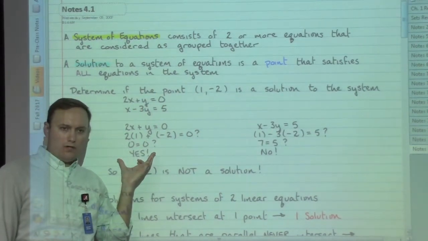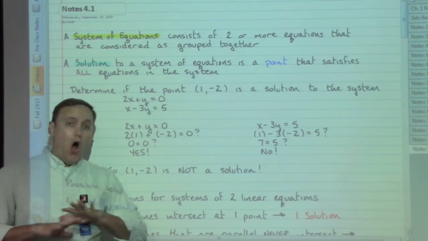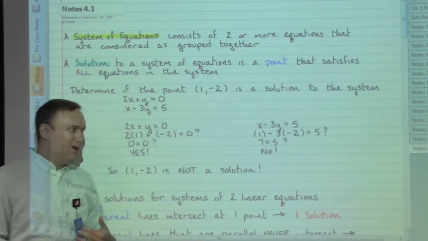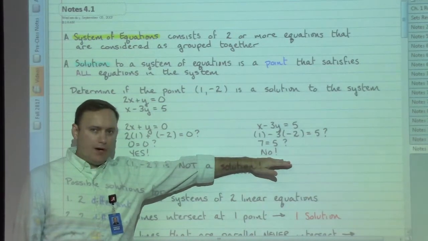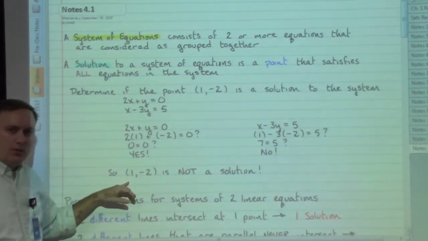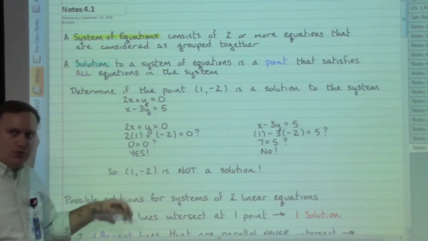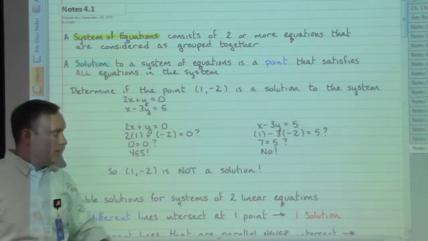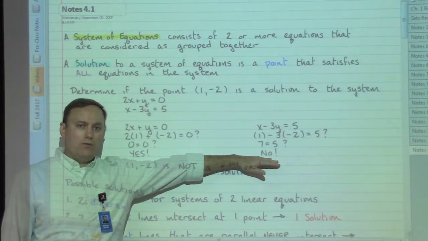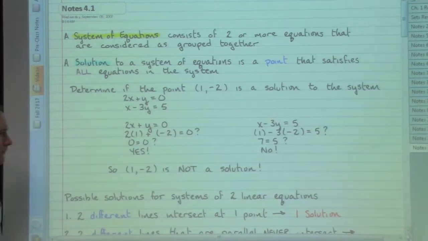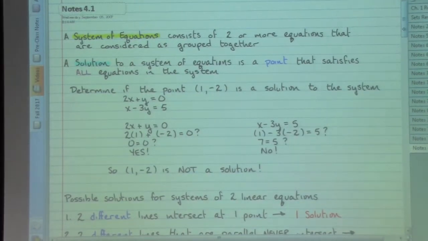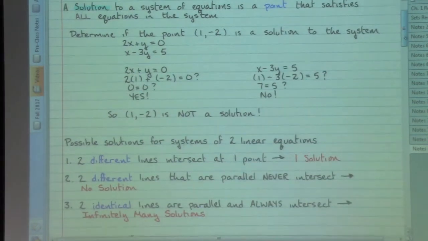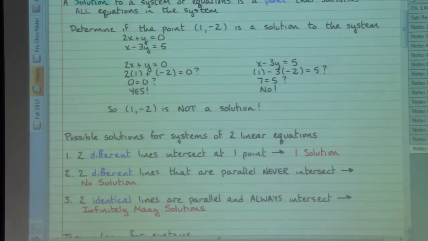I don't care that it worked in one. I need it to work in all equations. So the fact that it didn't work in the second equation is really the deal breaker here. This particular point is not a solution to this system because it failed out here with the second equation. Now it's great if they have us checking points, but that's not the only thing. We're going to need to be able to talk about and figure out how to get those solutions on our own.